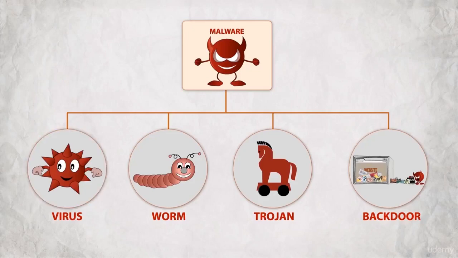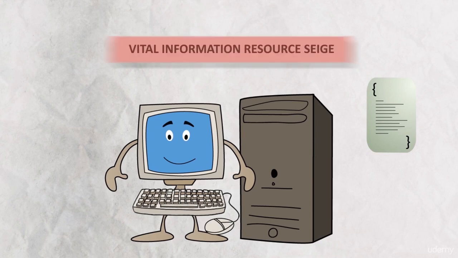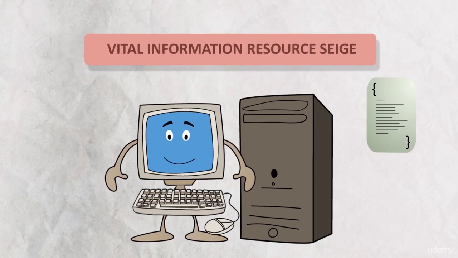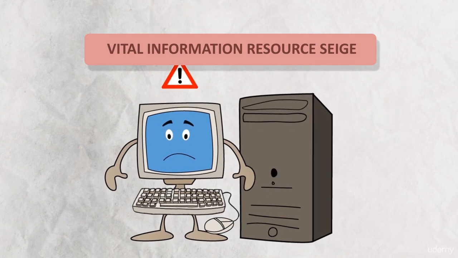Virus. Stepping into action, the first category of malware, virus, is the most prevalent one. What is a virus? Virus stands for Vital Information Resource Under Siege. Virus is nothing but a piece of code affecting the normal behavior of a system.